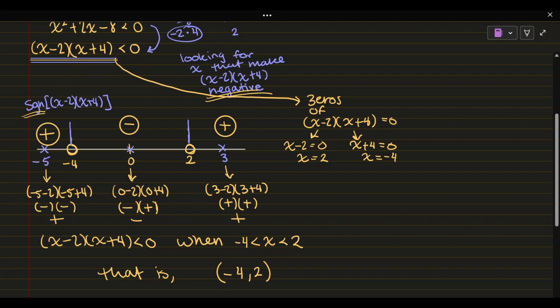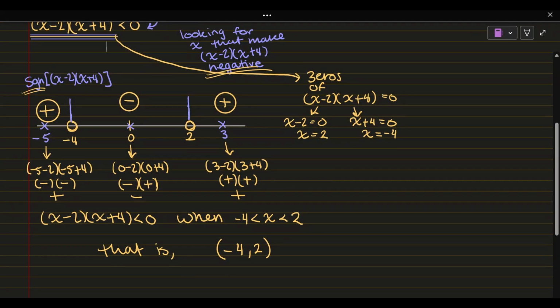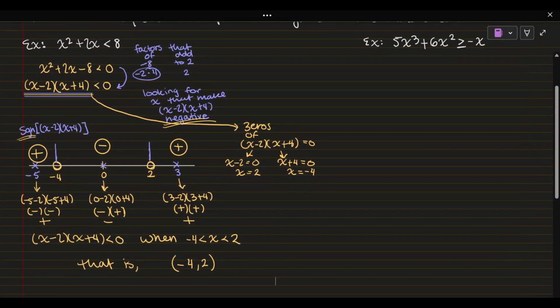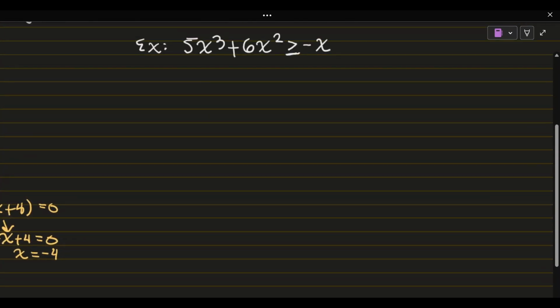But we don't care if it's 0. We only care when it's negative. So we don't include the parts where it's 0. Or in other words, we don't include -4 and 2. Okay? So let's move on to this next one here.